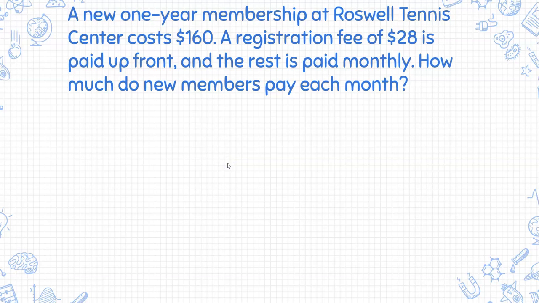For the second problem, it says a new one-year membership at Roswell Tennis Center costs $160. A registration fee of $28 is paid up front, and the rest is paid monthly. How much do new members pay each month? So once again, it's important to start off by writing down what x equals. Down here, I'll write that x is equal to the cost members pay per month.